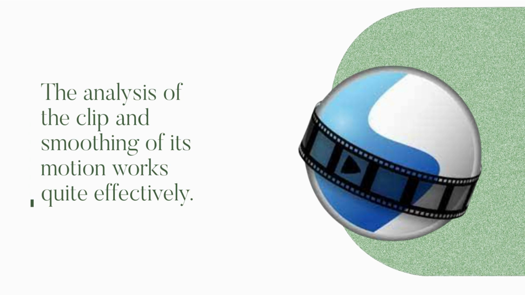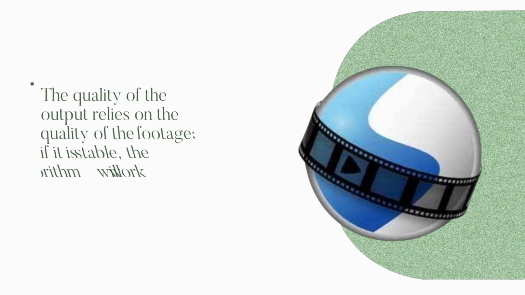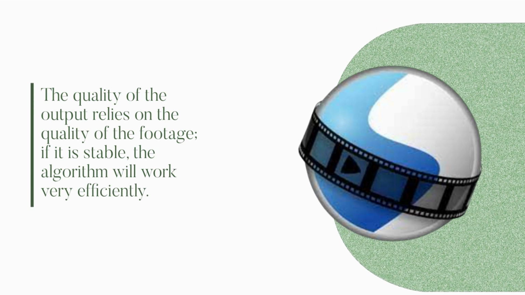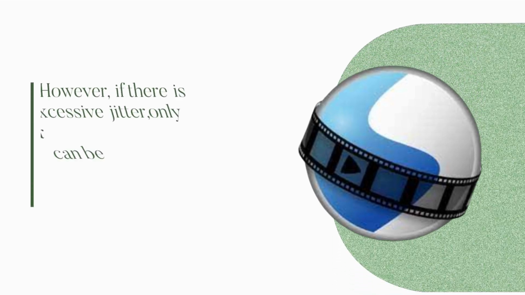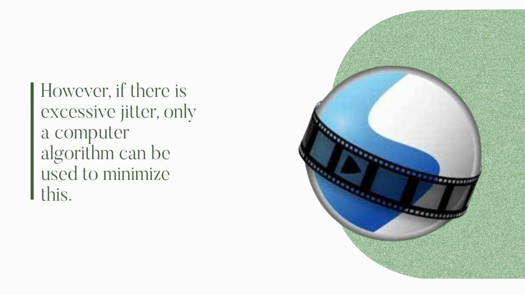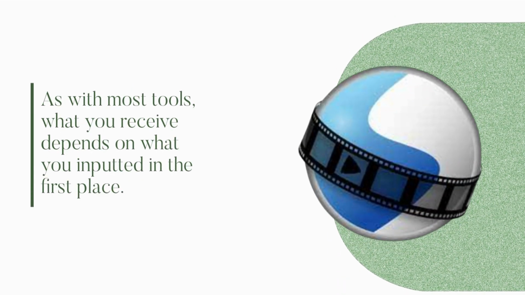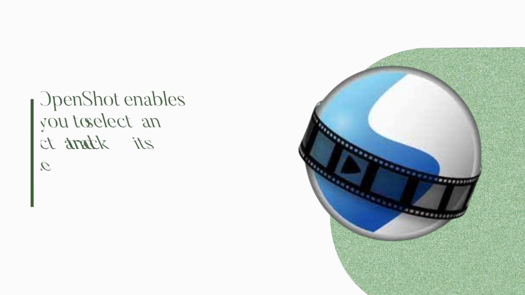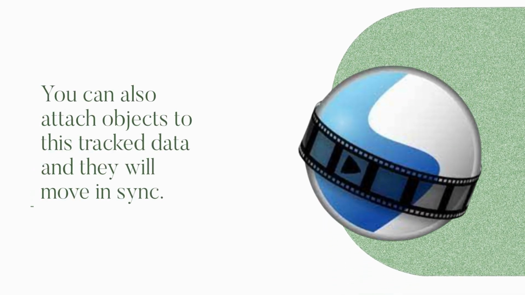The analysis of the clip and smoothing of its motion works quite effectively. The quality of the output relies on the quality of the footage. If it is stable, the algorithm will work very efficiently. However, if there is excessive jitter, only a computer algorithm can be used to minimize this. As with most tools, what you receive depends on what you inputted in the first place. OpenShot enables you to select an object and track its movement over the course of a clip. You can also attach objects to this track data and they will move in sync.